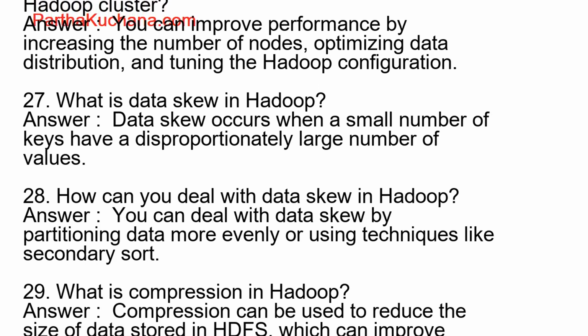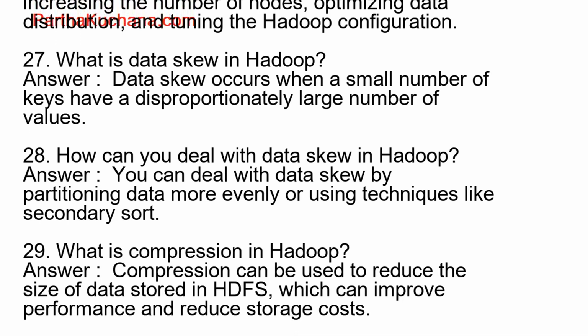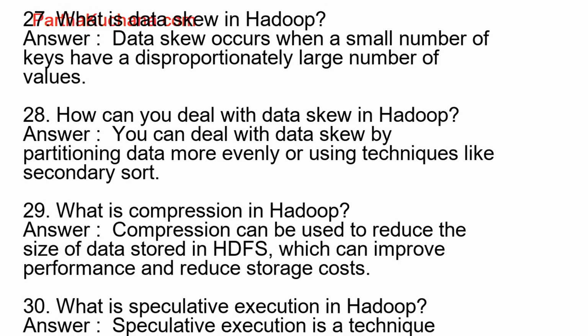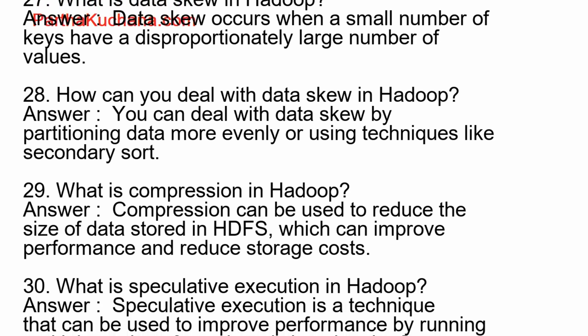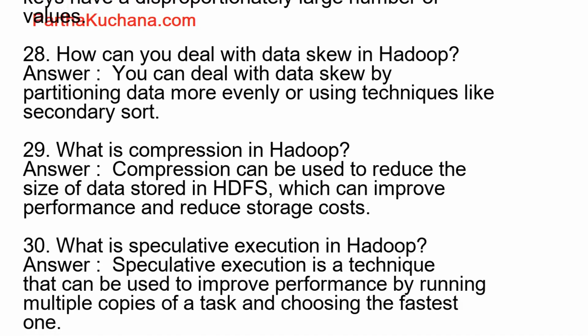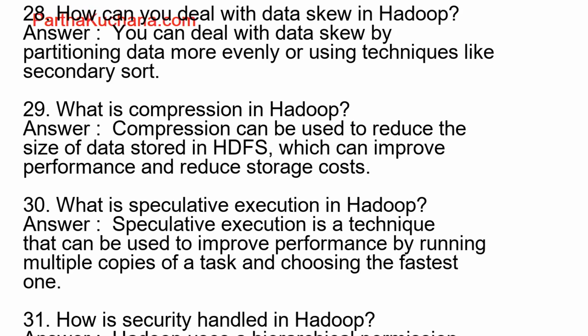27. What is data skew in Hadoop? Answer: data skew occurs when a small number of keys have a disproportionately large number of values. 28. How can you deal with data skew in Hadoop? Answer: you can deal with data skew by partitioning data more evenly or using techniques like secondary sort.